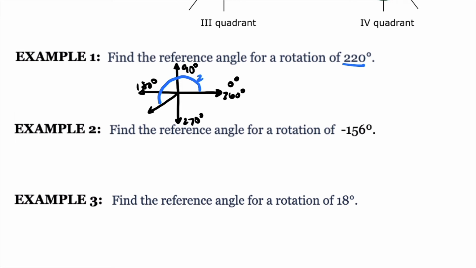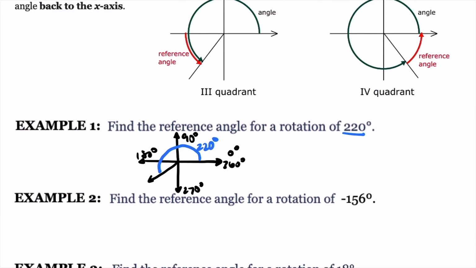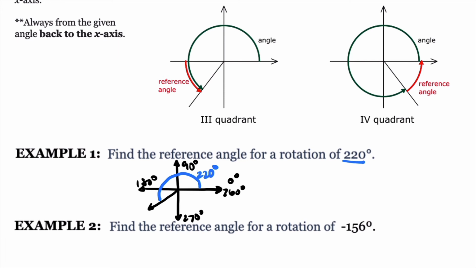So the question is, what is the reference angle for 220? Well, it's in quadrant 3. We just said that, right? Quadrant 3 says whatever it takes to get back to 180. So how much is it going to be to get back to 180? 40 degrees, right? So guess what the reference angle is going to be? 40 degrees. Or you can just subtract 180 from it. That's 220 minus 180.